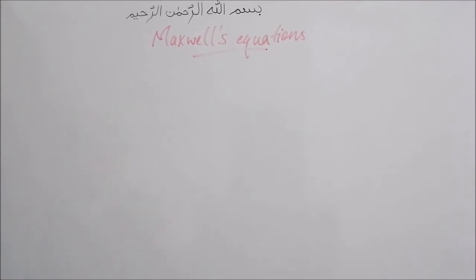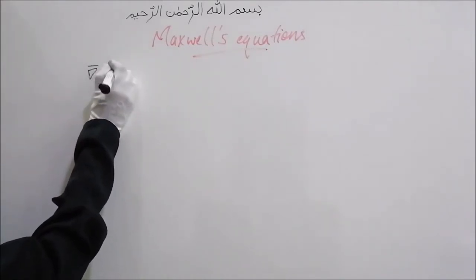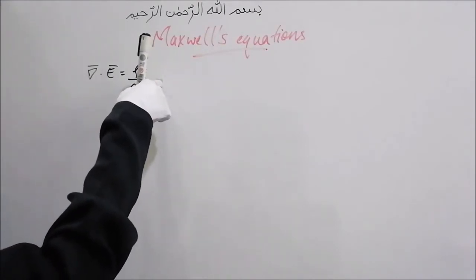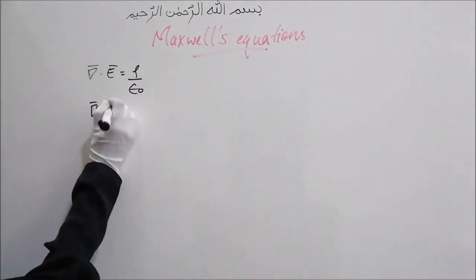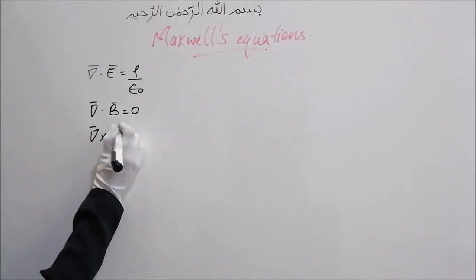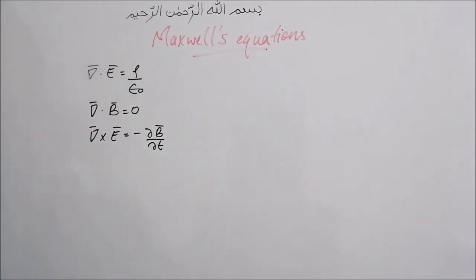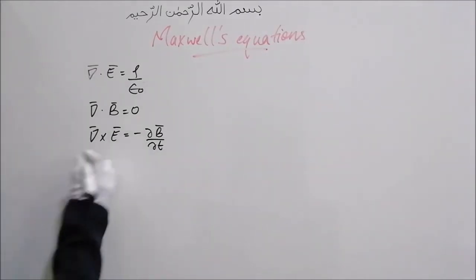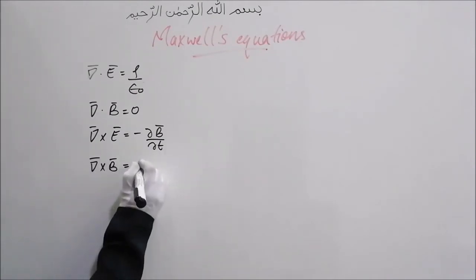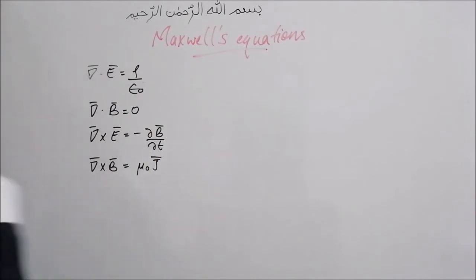Now before Maxwell we had these four equations. Del bar dot E bar is equal to rho upon epsilon naught. This is the Gauss law. Del bar dot B bar is equal to 0. Del bar cross E bar is equal to minus del B bar by del T. This is the Faraday's law. And del bar cross B bar is equal to mu naught J bar. This is the Ampere's law.